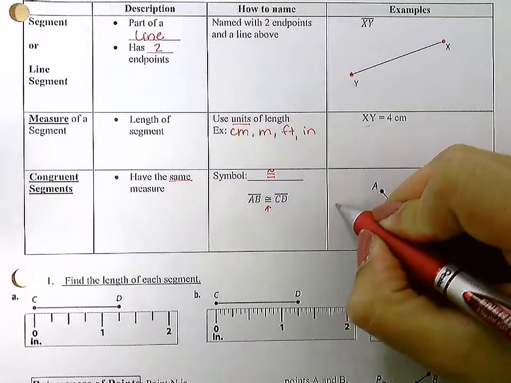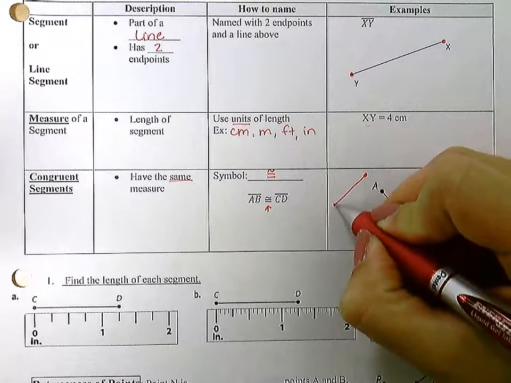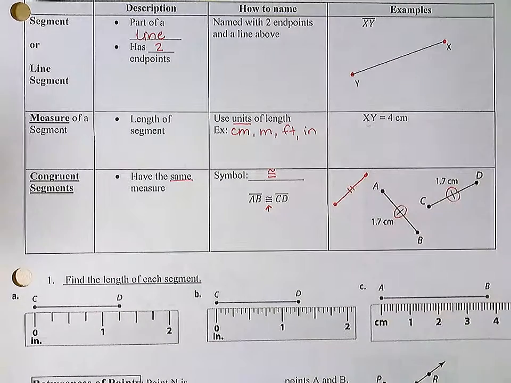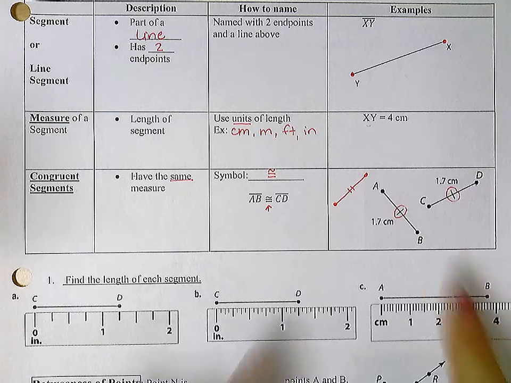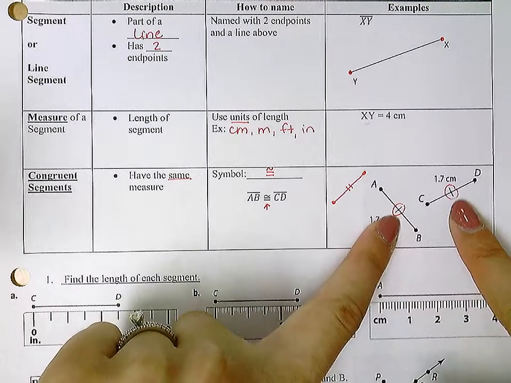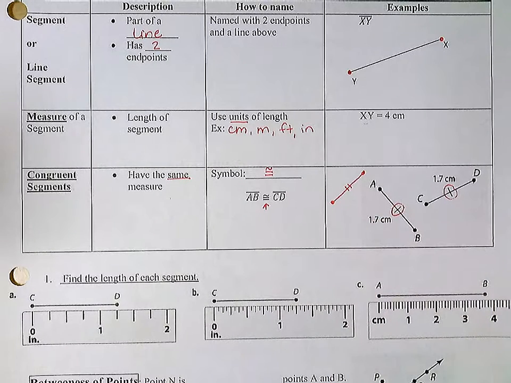Now if I had a second segment over here, and it had two dashes in it, that segment is not congruent to this one. You have to have the same number of dashes within the segment for them to be congruent. Does that make sense? All right. Any questions so far? Again, we're just looking at segment measure.